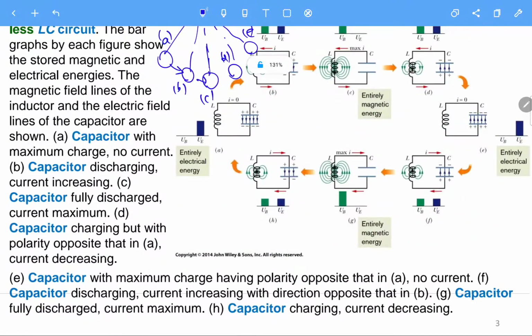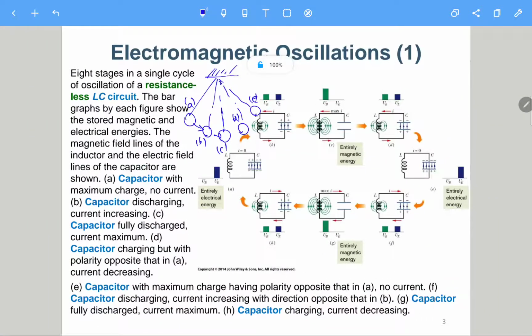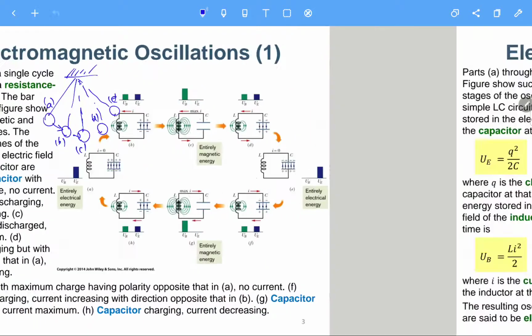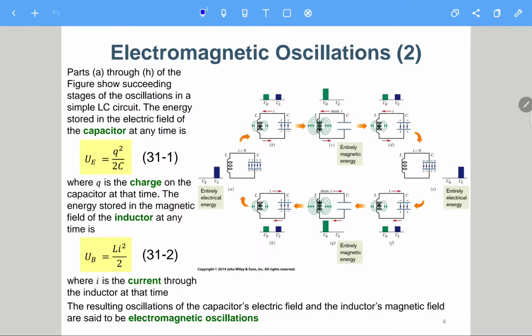Later in this chapter, I will show you that some mechanical systems have the same form of ODE as the electrical circuit. So this is the energy transfer. We have UE equals Q squared over 2C, or equals 1/2 CV squared, if you still remember. And for UB, it is 1/2 LI squared.